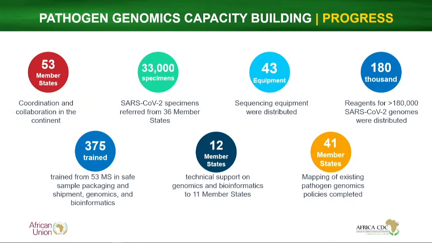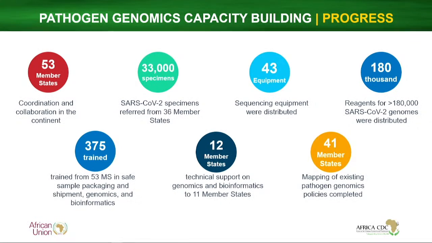So what did we do in the past 2 years? In the past 2 years, we were supporting and coordinating with all our 55 member states, and we were able to coordinate the generation of data, especially in response to SARS-CoV-2 from 53 member states. We were able to support countries that didn't have local sequencing capacity through sample referral. What that means is we're moving samples from one country to the other to get them sequenced. We sequenced more than 33,000 samples through the referral process.